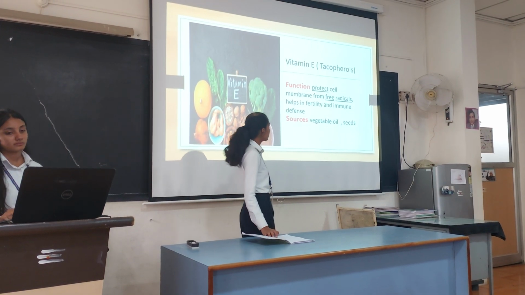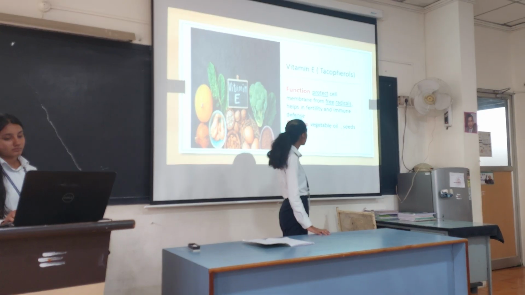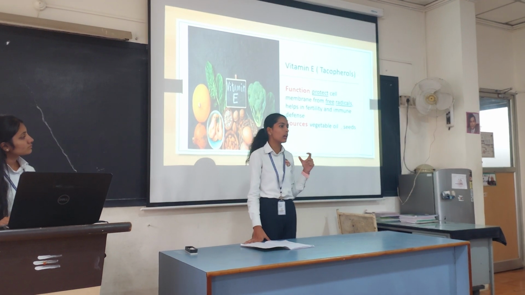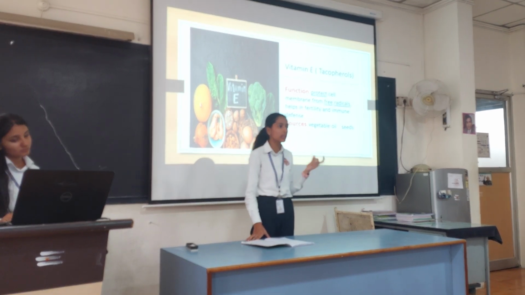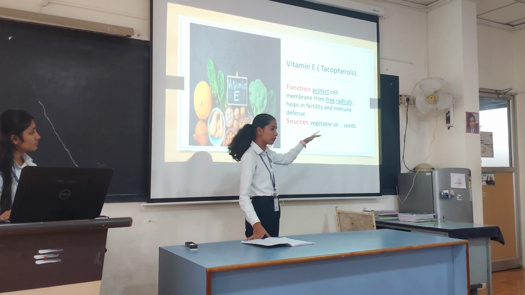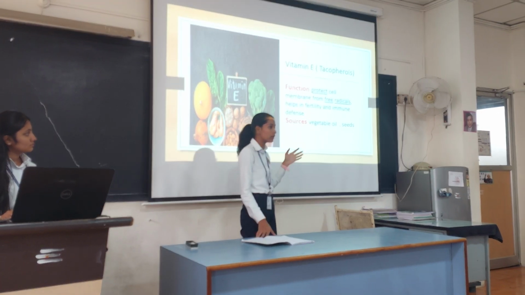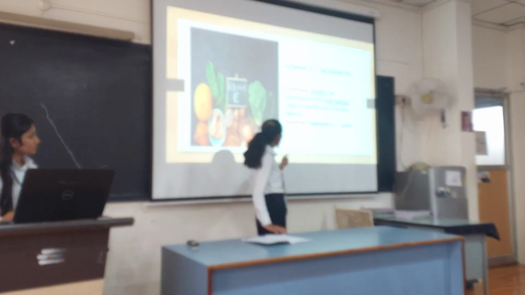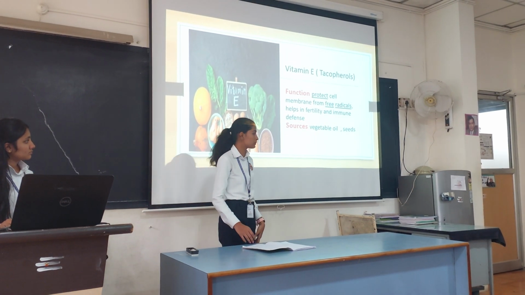The next is vitamin E, tocopherol. It protects the cell membrane from free radicals. A free radical is an unstable molecule with an unpaired electron. Vitamin E protects from free radicals, which damage our cells. The sources are vegetable oils and seeds.